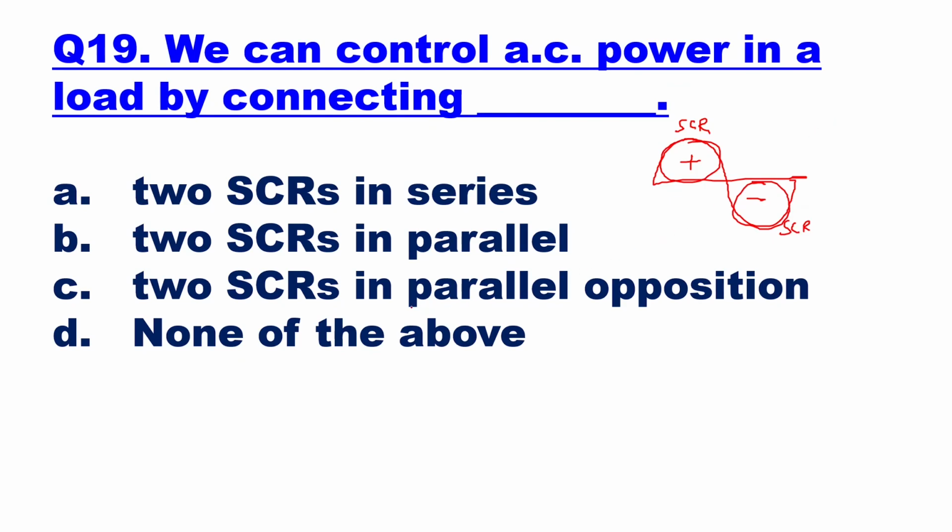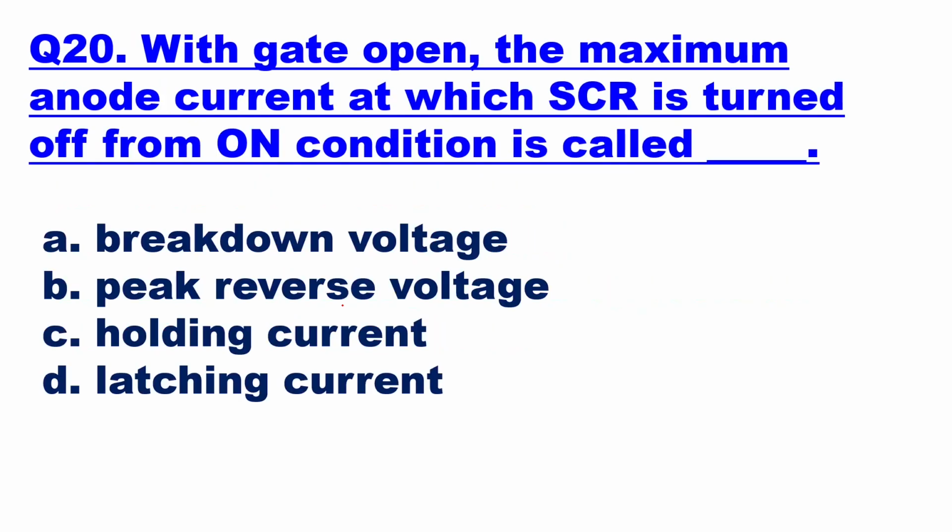Okay, so option C will be the right answer. Two SCRs in parallel opposition should be connected to control an AC power. So here option C, that is two SCRs in parallel opposition. Then we'll go to question number 20.